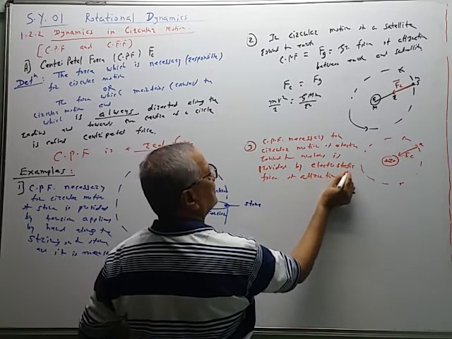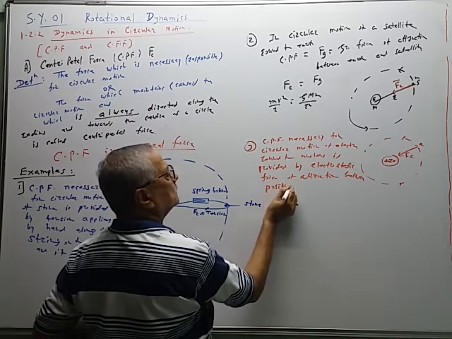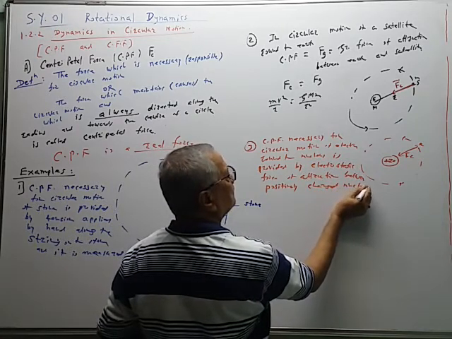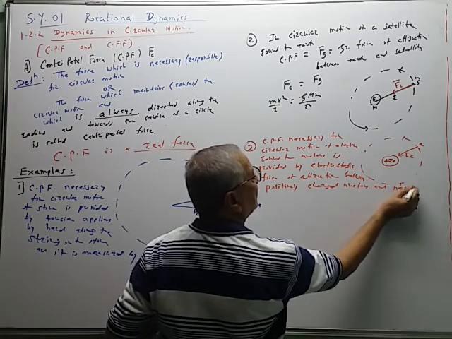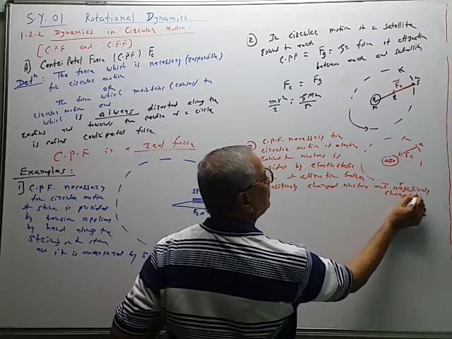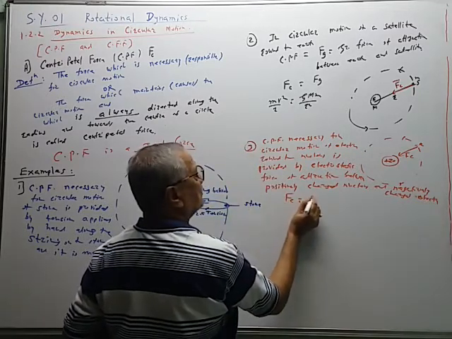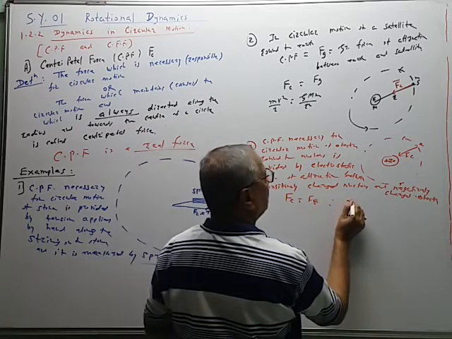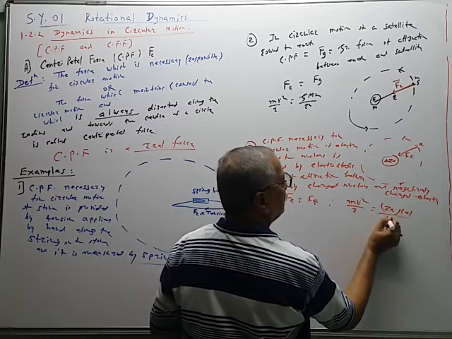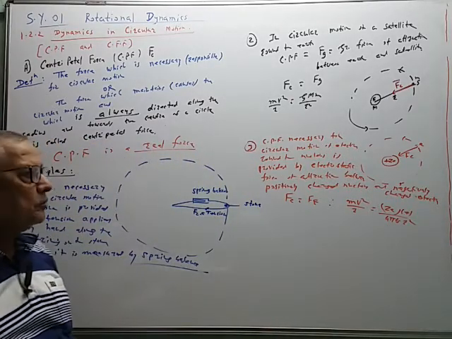Electrostatic force of attraction between the positively charged nucleus and the negatively charged electron, by Coulomb's law, and therefore Fc is equal to Fe, and therefore mv square upon r is equal to Z e into e, that is Z e square upon 4 pi epsilon naught r square, where Z is the atomic number, e is the charge of the electron, like this.